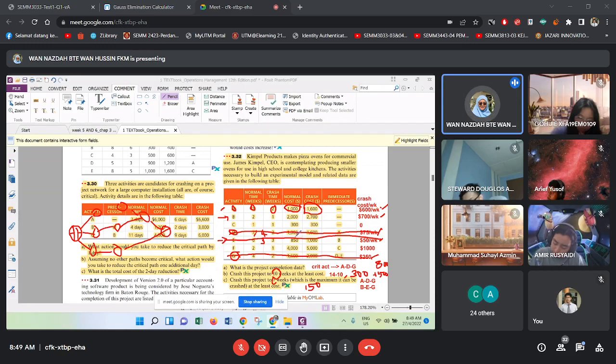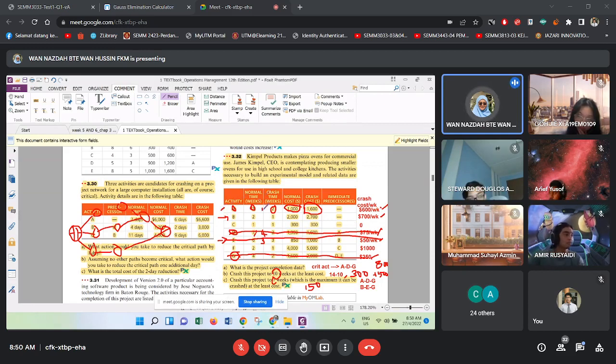Okay, if you crash it 3 weeks, the additional cost would be 150. So use all the E and you still cannot get 7 weeks for the completion time. So you need to crash one more week. So there are two more critical activities left, which is A and B. So A is 600 and B is 700. So you need to choose A. And you can crash A only 1 week.